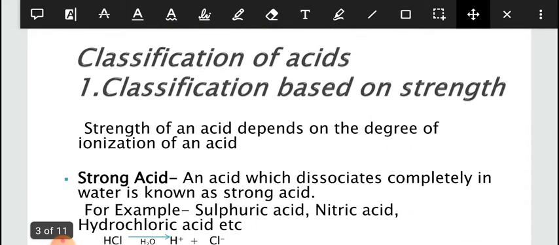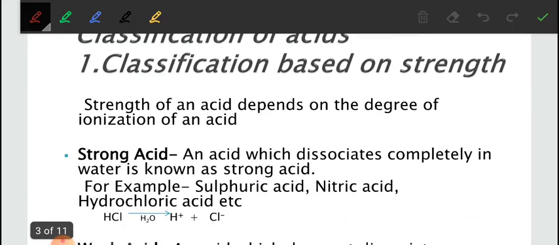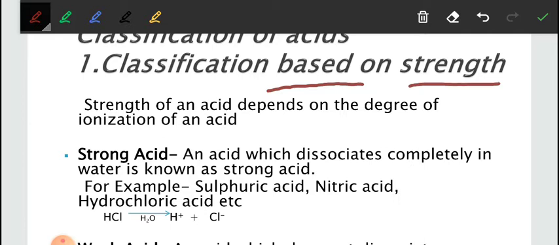Next is classification of an acid. The acids are mainly classified into two categories. First one is classification based on strength. The strength of an acid depends on the degree of ionization. Degree of ionization means we are talking about dissociation, that is, when we add acid in water or in some other solution, it will liberate some ions. How many ions it is going to liberate is known as the degree of ionization.